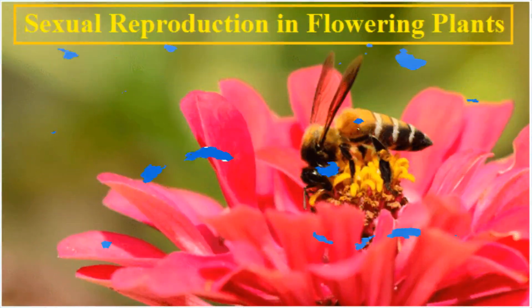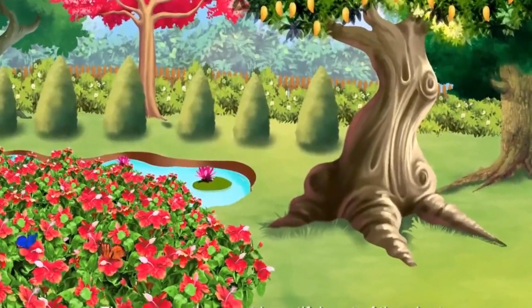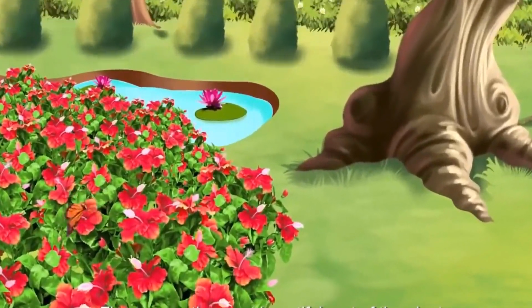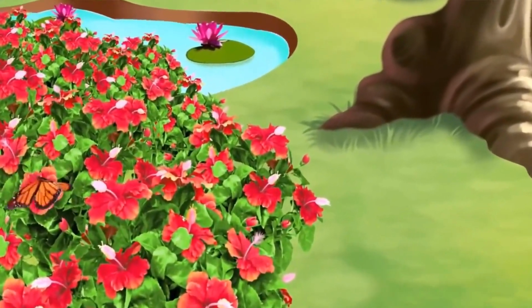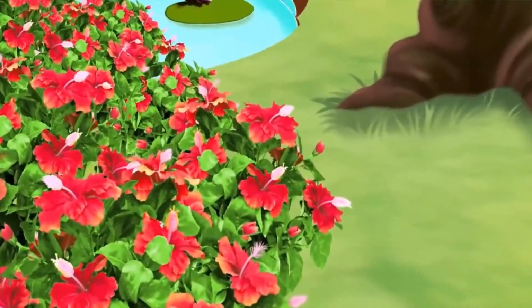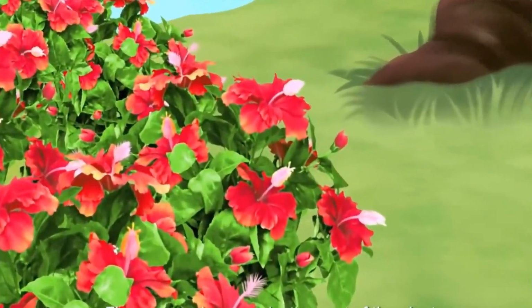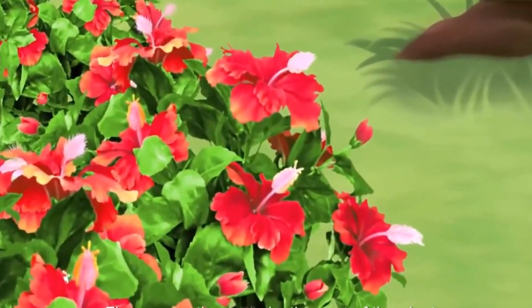Sexual reproduction in plants. In this module, you will learn how sexual reproduction takes place in flowering plants. It is spring season. Flowers are blooming on the trees. It is indeed a beautiful sight.